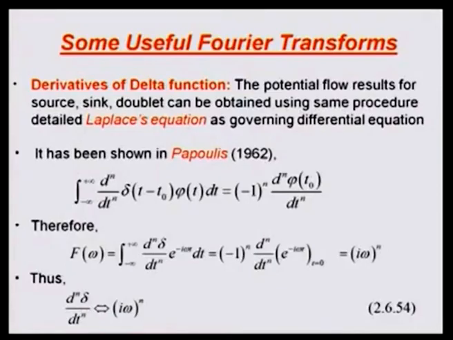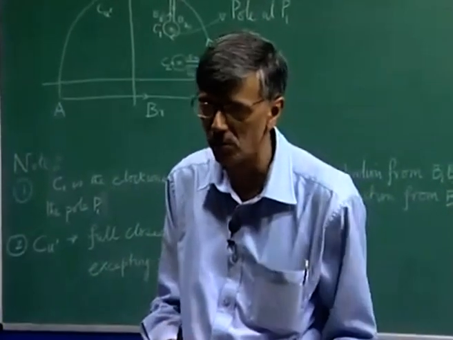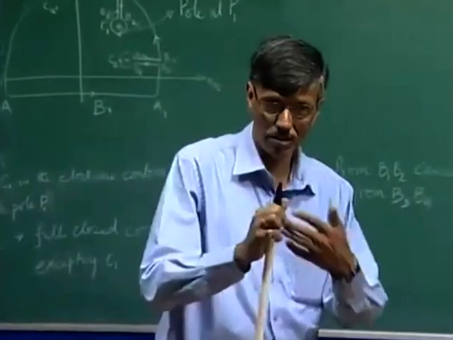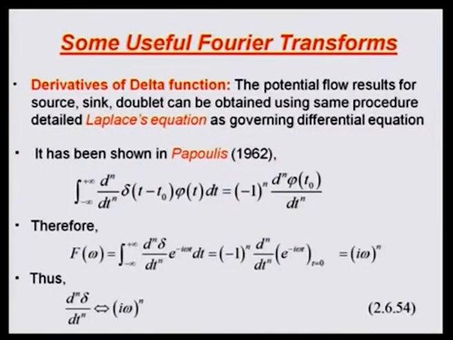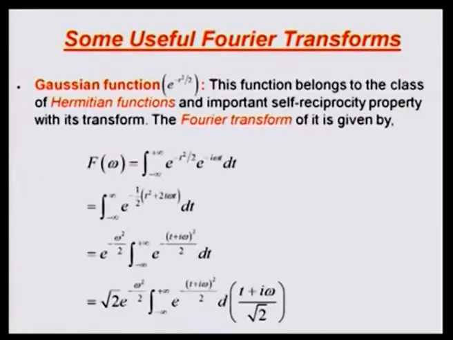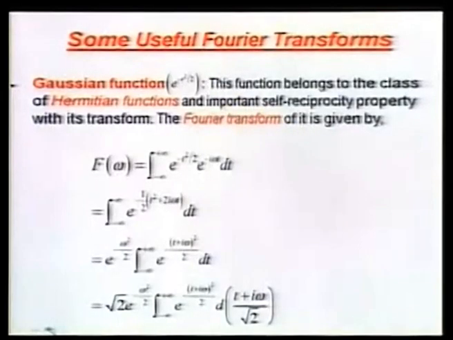And people working on acoustics problems do use all kinds of combinations of these singularities. They use quadrupoles, octopoles, etc. So, they are nothing but those higher derivatives of the delta function. So, you can actually use some of these. Okay. There is one very interesting function which we often like to use, and that is the Gaussian function, or sometimes they are also called the Hermitian function.